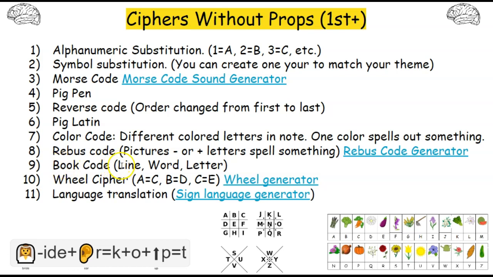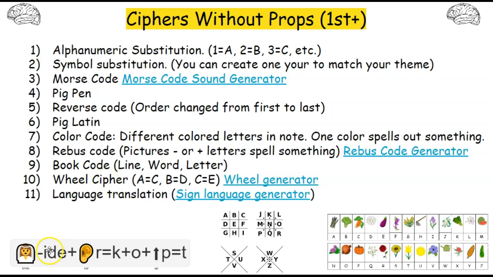There's also the book code, where you give a section of text and then you indicate line, word, letter, giving you enough for a combination or a teacher code word. There's also the wheel cipher, where you're slightly sliding the alphabet so that your A is going to equal, say, C, B is going to equal D, and C is going to equal E. And there's a hyperlink to a wheel generator right here. And you can also use just language translation, which can be any language to any language. There's also a sign language generator right here that you can click on, again, if you purchase the slideshow through Teachers Pay Teachers.